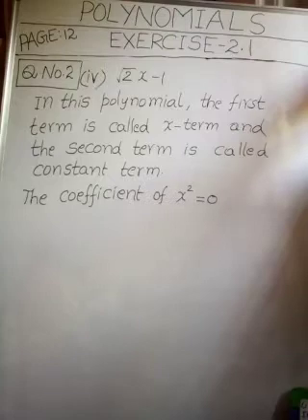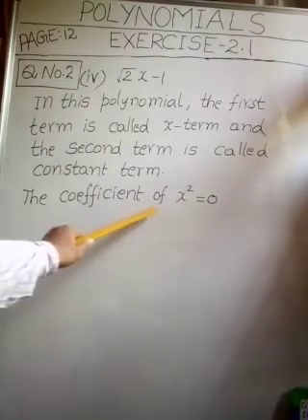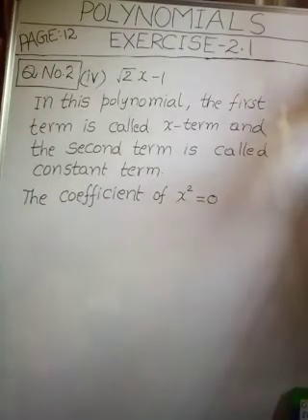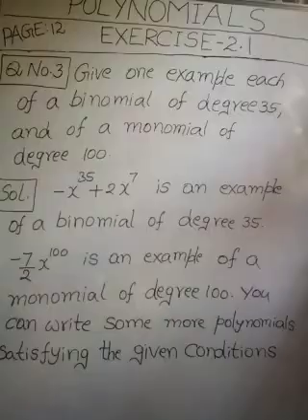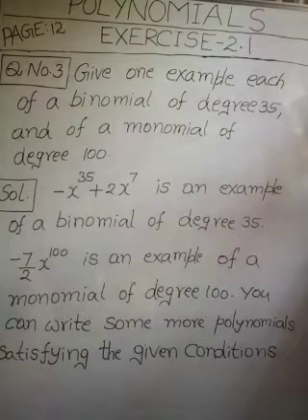Now come to the actual question. The coefficient of x square. In this polynomial, is there an x squared term? No, the x squared term is not given. Therefore, we can say that the coefficient of x square is 0, because the x squared term is not given in this polynomial. So, we say that the coefficient of x square is 0. Understood, my dear children? Now, come to the next question.